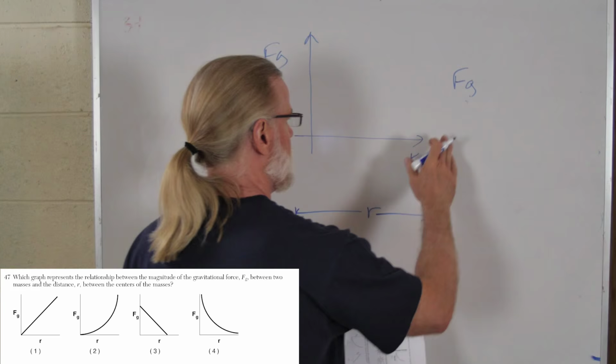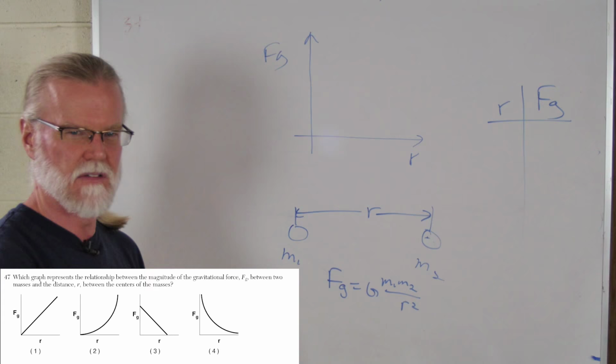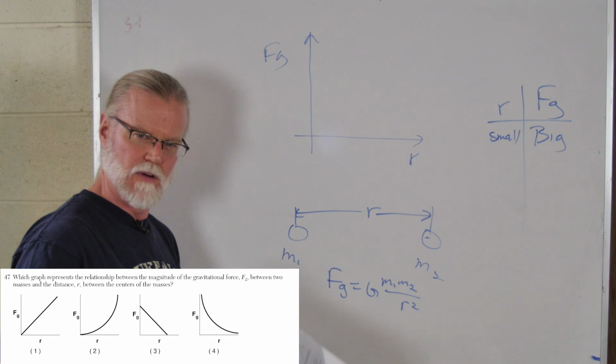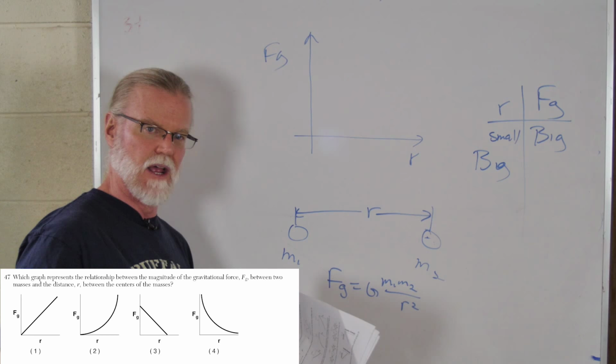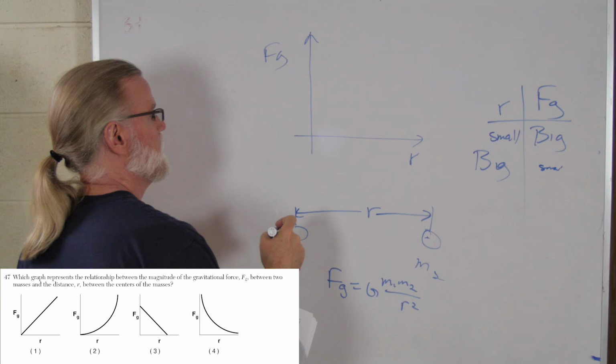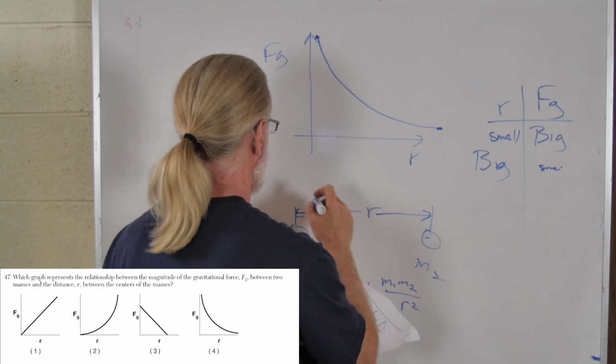Let's make a data table of the force. So when r is zero, but r can't be zero, but it can be extremely small. So when it's really small, Fg is really big. Force of gravity is really big when they're really close together. And when they're far apart, r is big. The force of gravity, of course, is small when they're far apart. All right, and so that's going to look like that. I should have drawn it here. Small, big, small, like that. That's looking like four. Four.